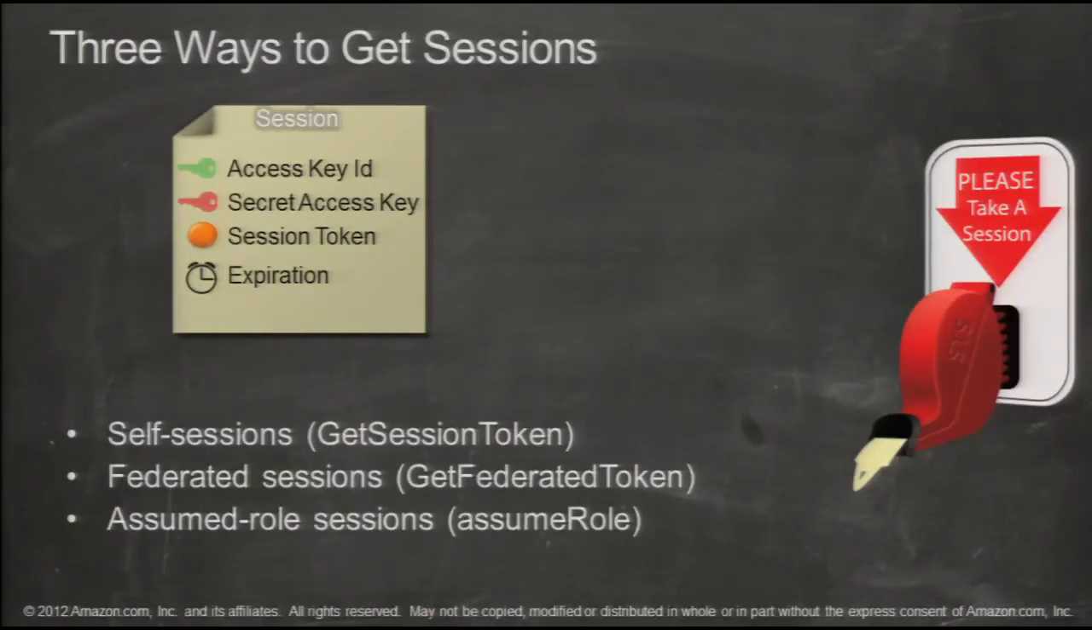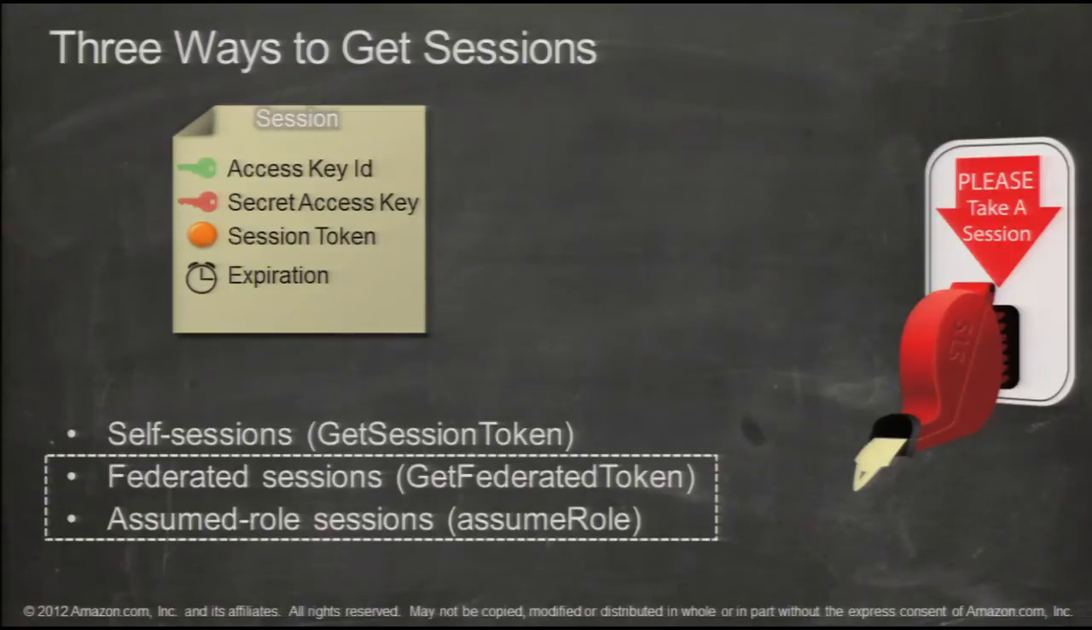There's 3 different ways that you can get sessions today. Okay? 3 different APIs and 3 different session types. There's get session token, and that'll grant you what we call a self session. You can use get federated token, that will give you a federated session. Then we completely change the API on you, and we created assumeRole, and that will create an assumed role session. For the sake of this presentation, we're going to focus on the last 2.